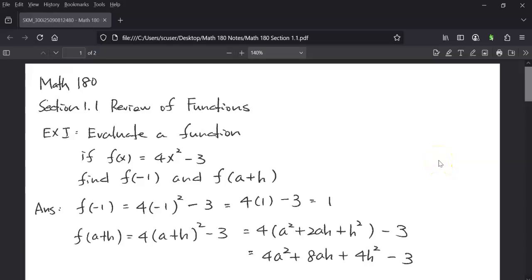Section 1.1 Review of Functions. In our first example, we're going to review evaluating a function. So if f of x equals 4x squared minus 3, we want to find f of negative 1 and f of a plus h.